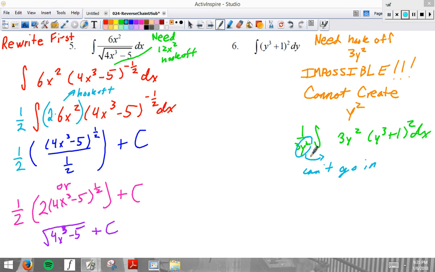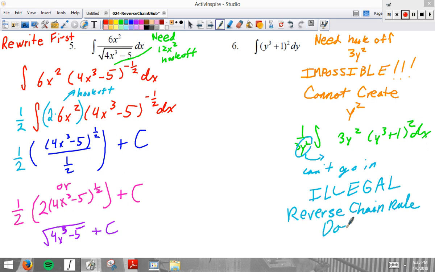Right? Constants can't factor in and out. Sorry. Constants can. 1/2 can go in and cancel the 2. I did just multiply by 1. But y squared can't just go off and on the integral. Powers have to be added. It's all illegal. The reverse chain rule doesn't work.